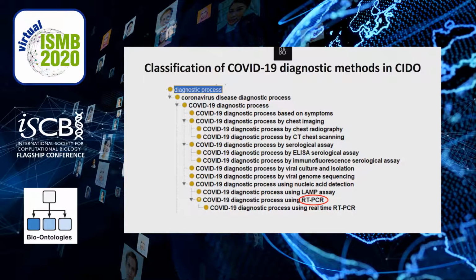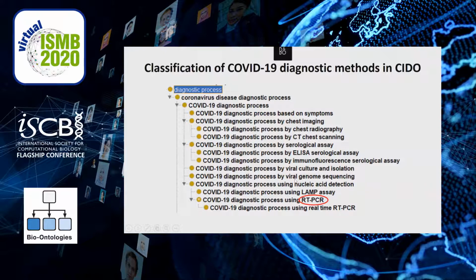So this slide demonstrates a hierarchical structure of diagnostic methods. So you can see the COVID-19 diagnostic process can be based on different methods, like based on symptoms or chest imaging, which include radiography and CT chest scanning, or serological testing like ELISA, like immunofluorescence serological assay, or viral culture isolation, genome sequencing, or nucleic acid diagnosis.